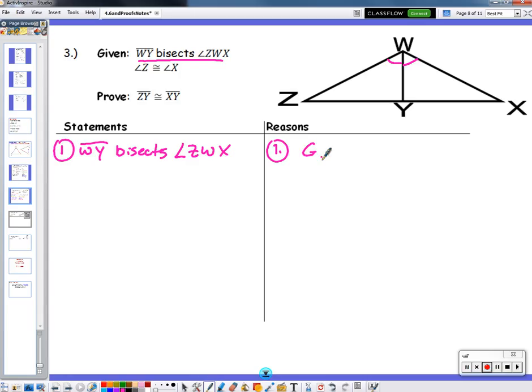So most of you are going ahead and writing your second given statement, which is fine. You can do that. Angle Z is congruent to angle X. That was also given. But once I write given, I want to make sure I label that those two angles are congruent. So, this angle is going to be congruent to this angle. Z and X. Angle Z is congruent to angle X.